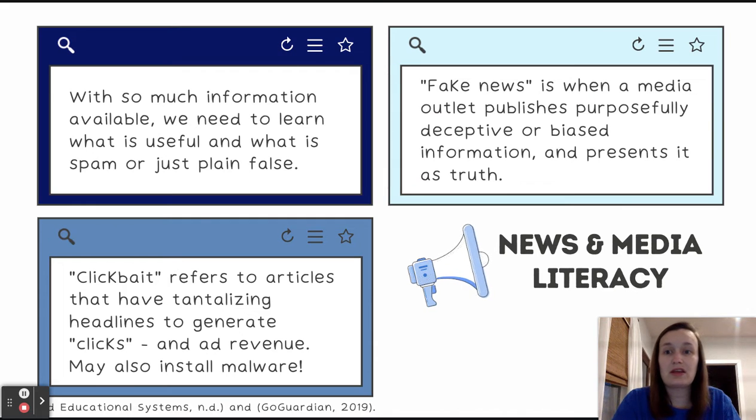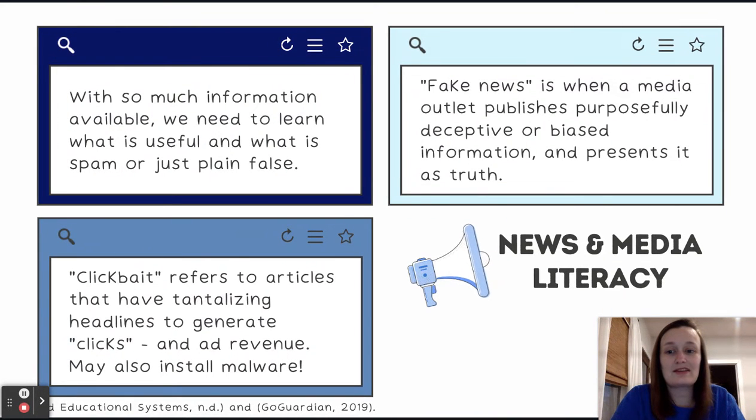So, news and media literacy, our final component. With so much information available, we have to learn what's spam and what's just plain false, because a lot of what students do on the internet at school is research, and there's a lot of bad information out there, and they've got to be able to sift through all that.